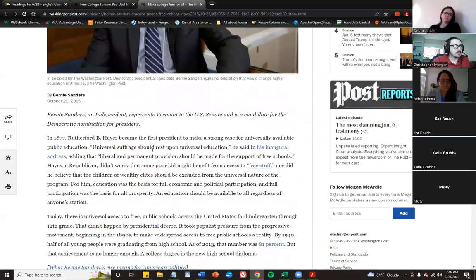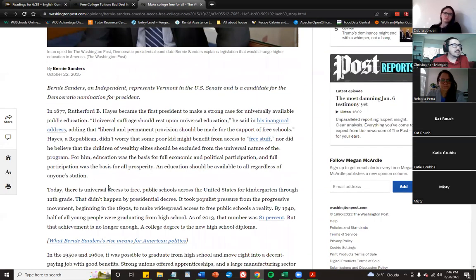Right, Bernie goes in a little bit different direction. In 1877, which, okay, a little far back, Rutherford B. Hayes became the first president to make a strong case for universally available public education. Universal suffrage should rest upon universal education, he said in his inaugural, adding that liberal and permanent provision should be made for the support of free schools.